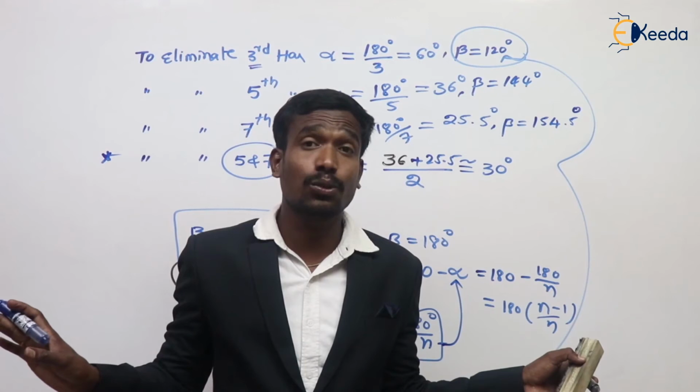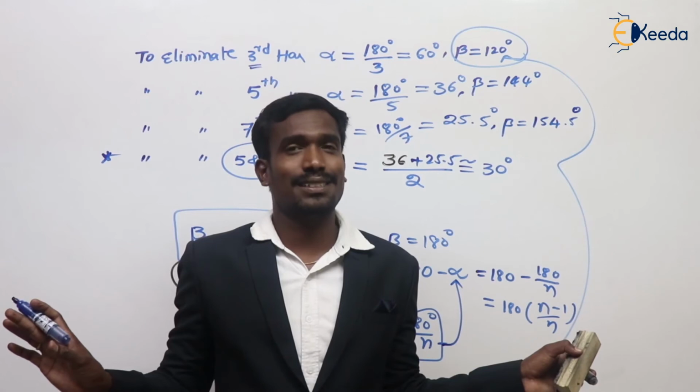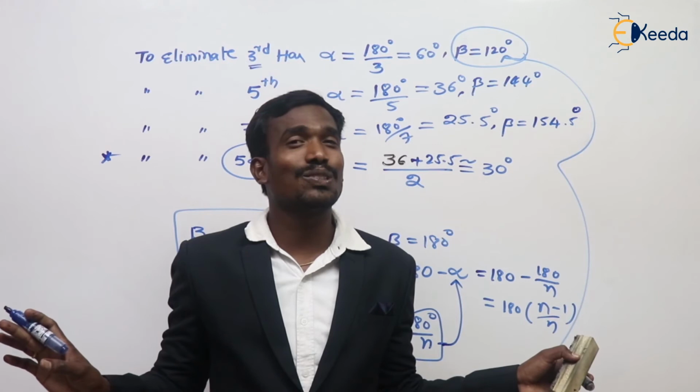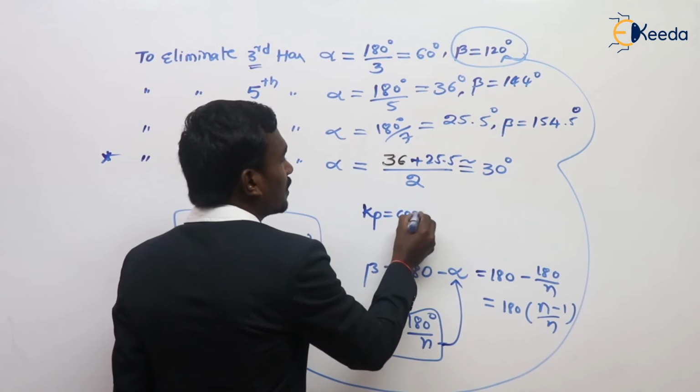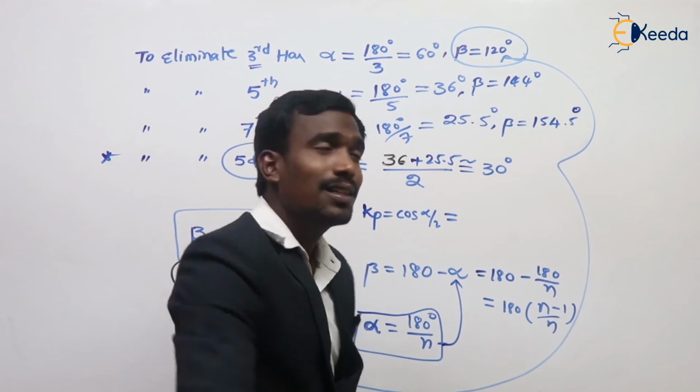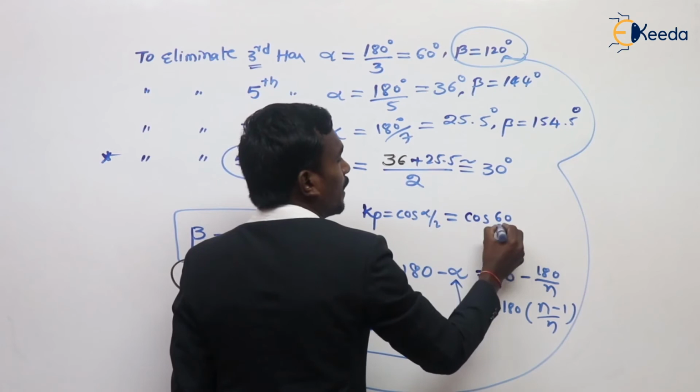They may ask you another question. To eliminate third order harmonics, Kp is equal to, simple question. Kp! What is Kp, sir? Kp is nothing but cos alpha by 2. Cos alpha by 2 to eliminate third order harmonics. So, alpha is equal to 60 degrees. Cos 60 by 2, cos 30.